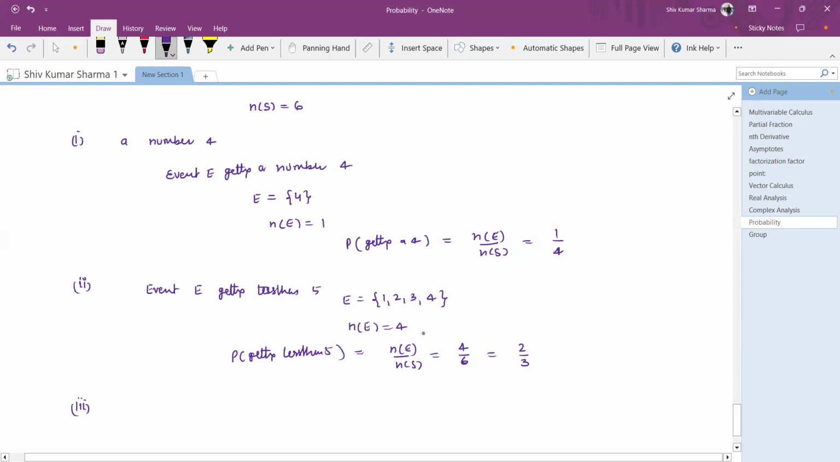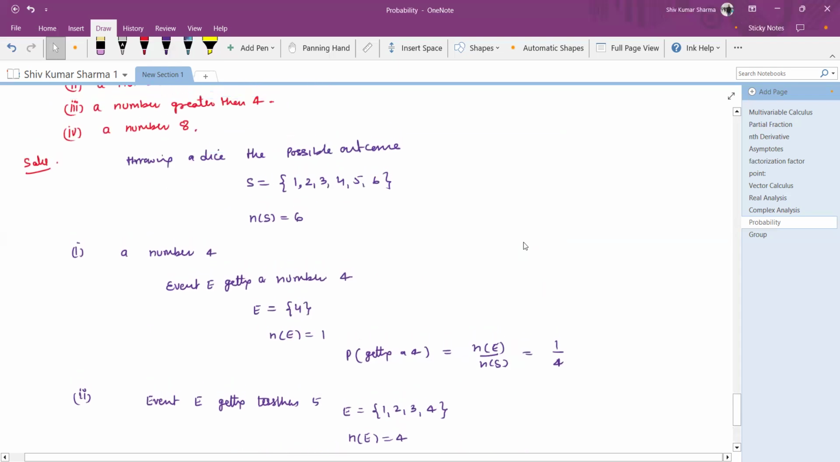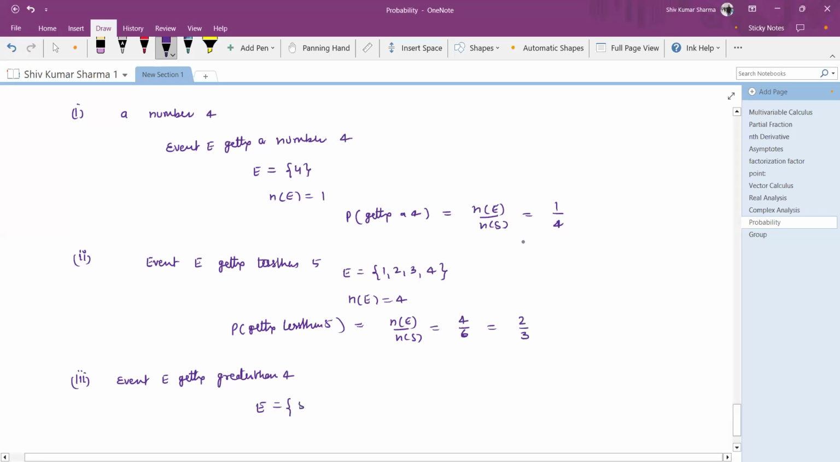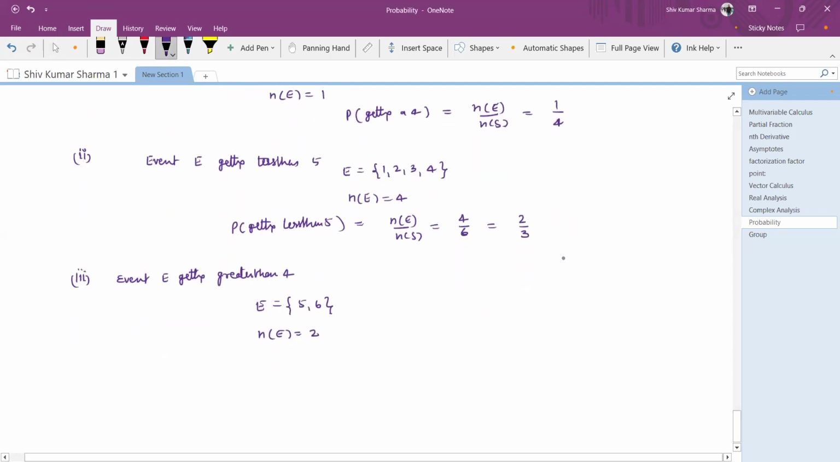Now the third part is greater than 4. So event E, getting greater than 4. Greater than 4 means 5 or 6. We have two elements. So that means E contains only two elements.